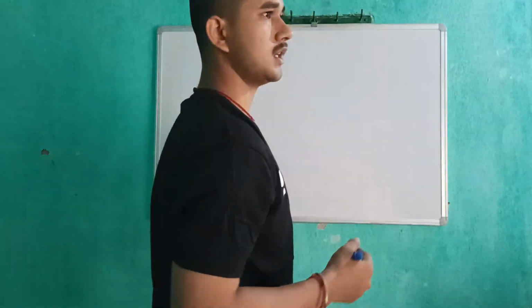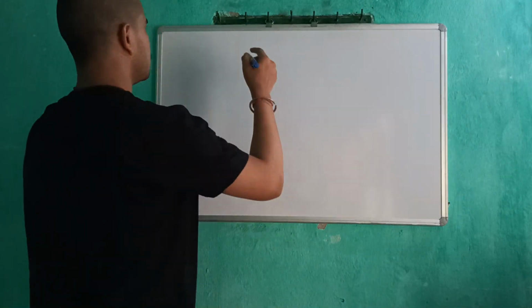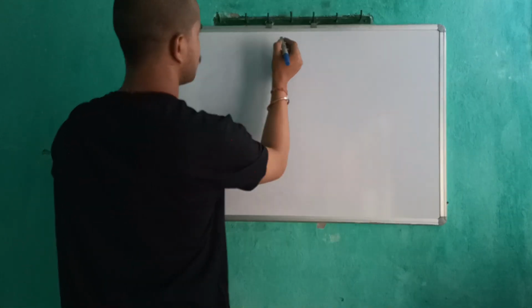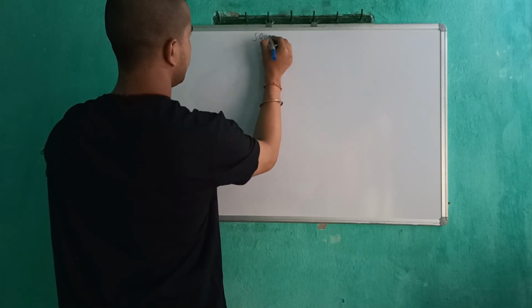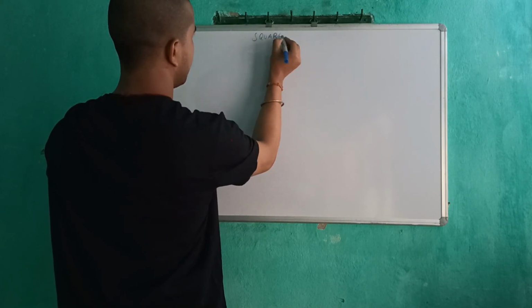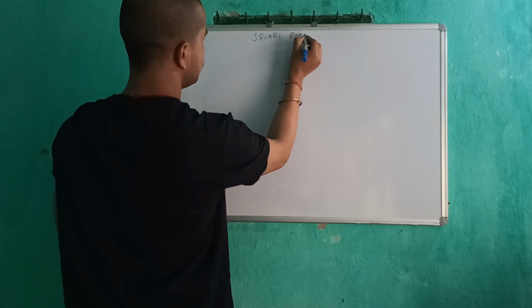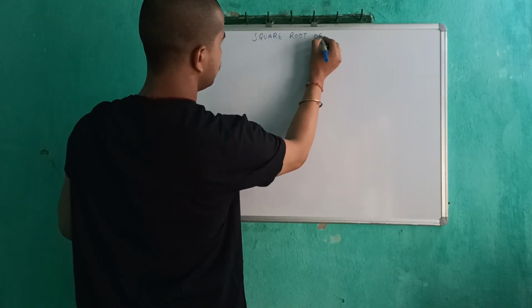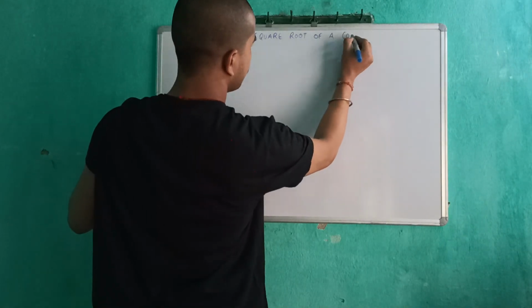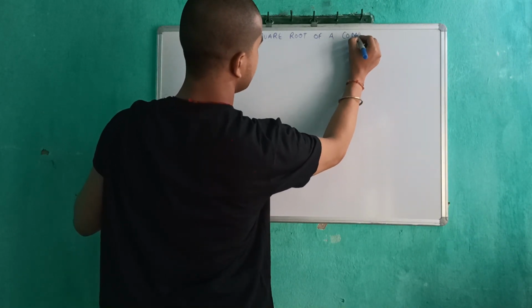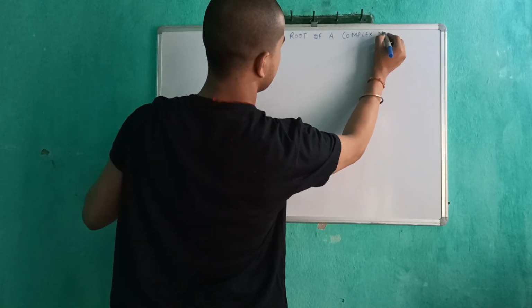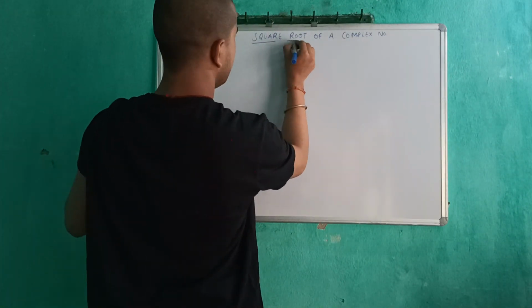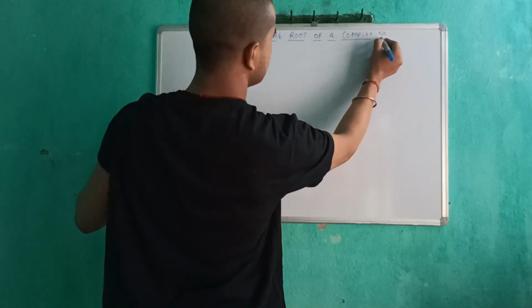First thing first, writing out the topic for today, that is finding out the square root of a complex number. So square, S-Q-U-A-R-E, square root of a complex number. Okay, square root of a complex number.